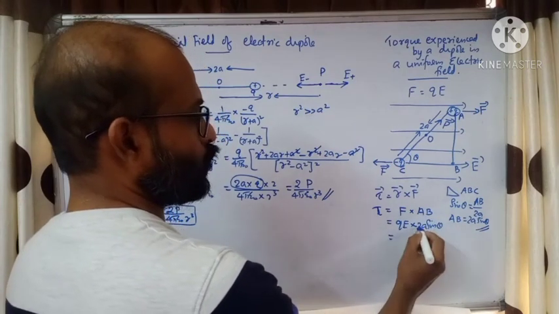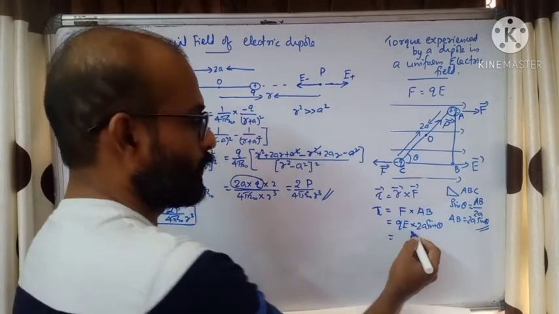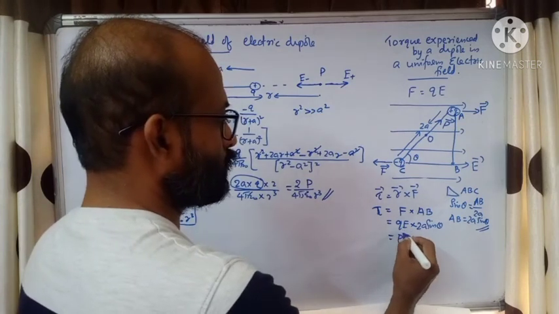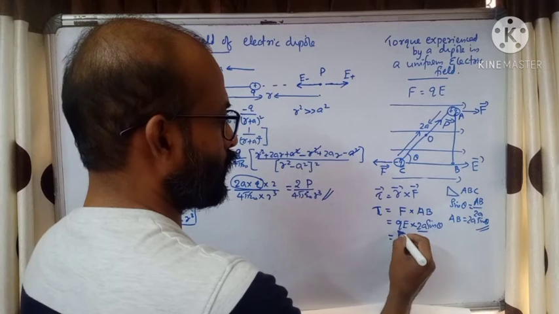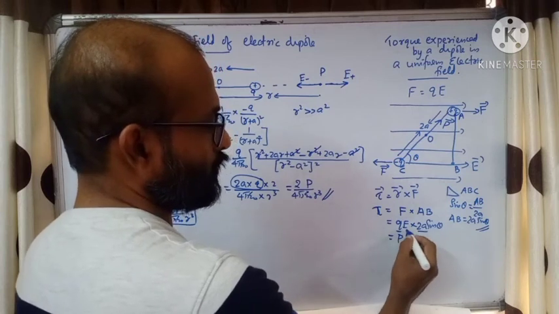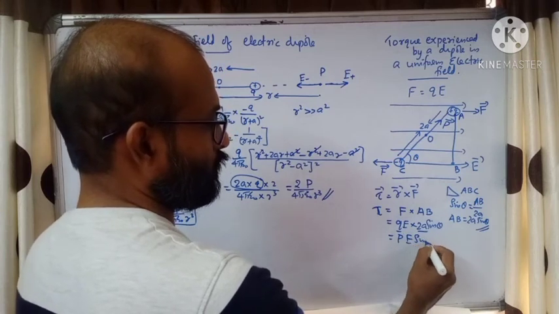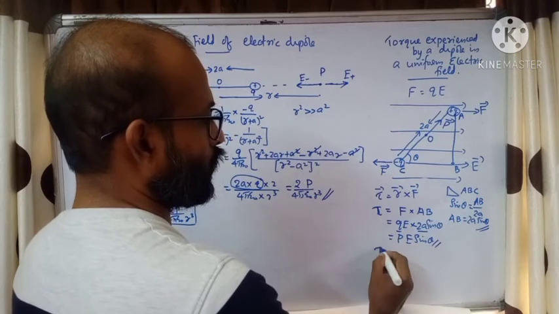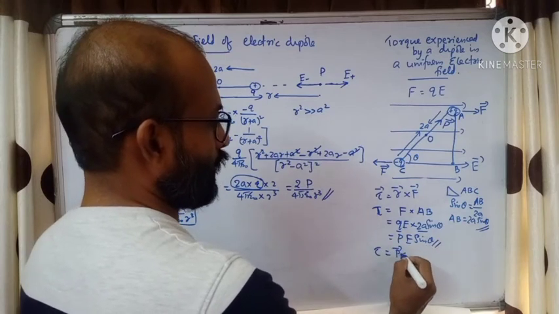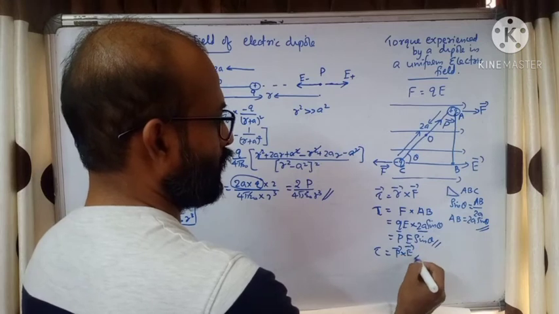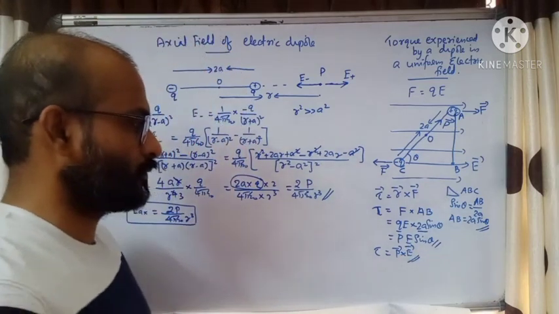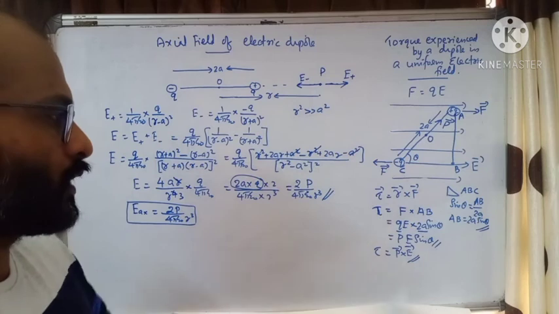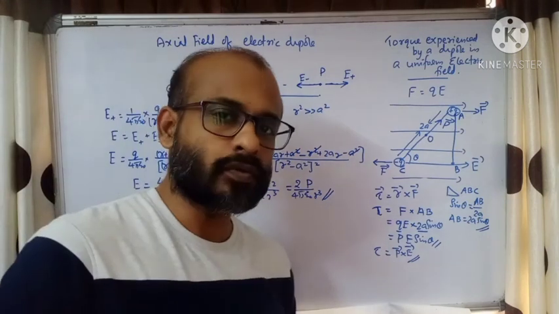Now when you substitute this, instead of AB it is 2A sine theta. So 2A into Q means it's the dipole moment. So I can write P into E, since Q into 2A is P, then the electric field. P into E sine theta. Or we can say torque tau is equal to P cross E, the cross product of P and E. This will be the torque. Torque tau is equal to P cross E, or P into E into sine theta.